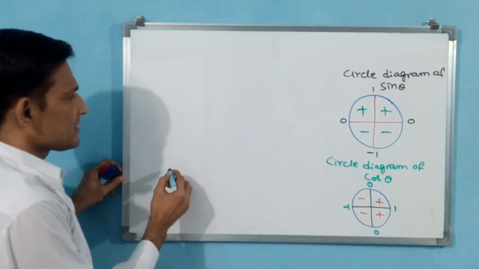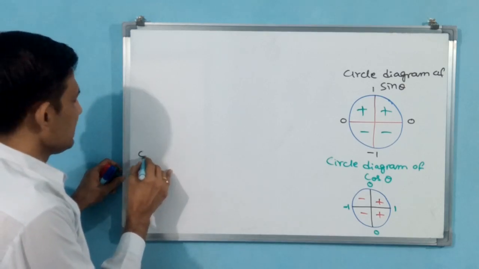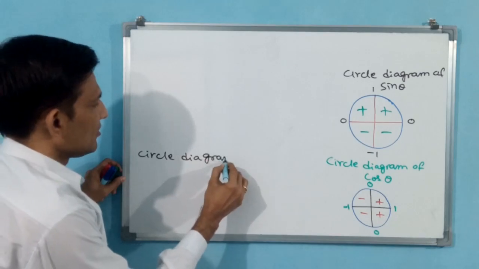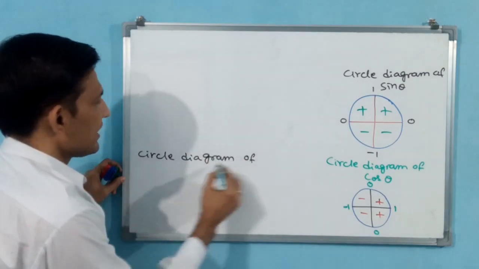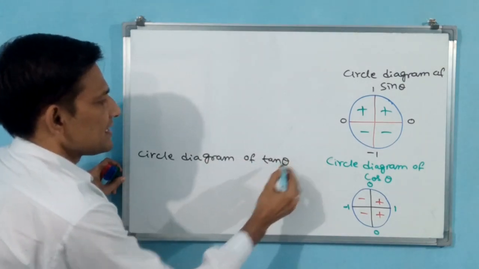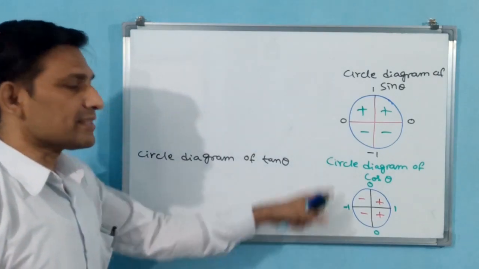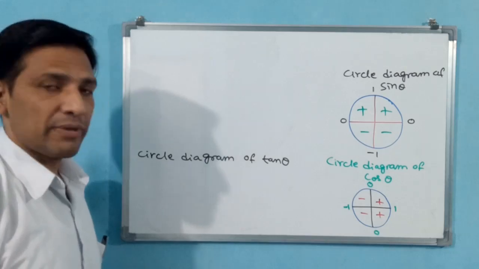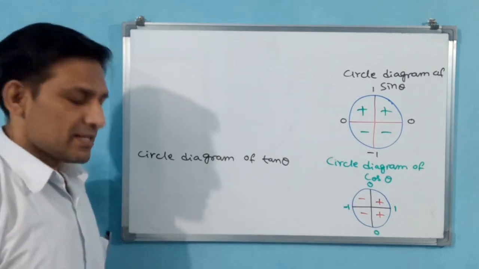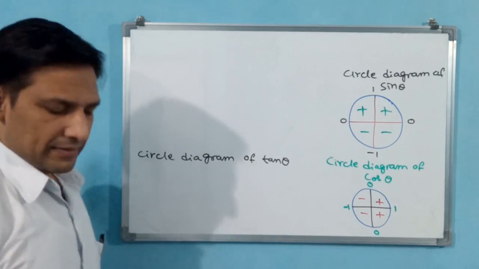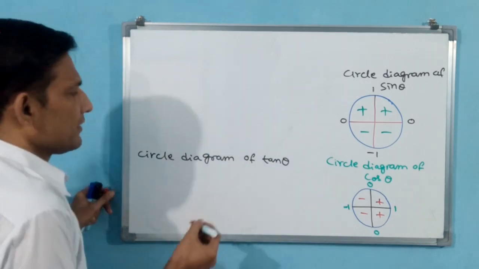Let us draw the circle diagram of tan theta. You observe carefully: the circle diagrams of sin theta and cos theta we have drawn easily. But from tan theta onwards, circle diagrams are a little bit tricky to understand.